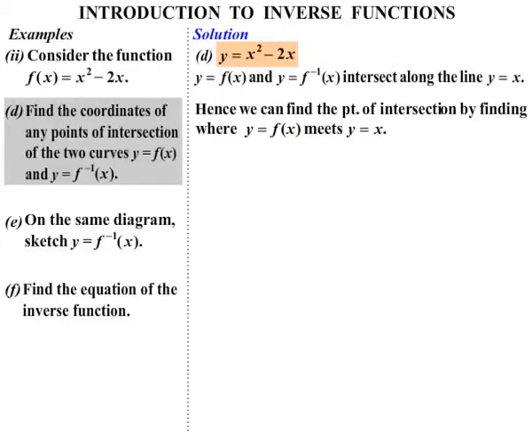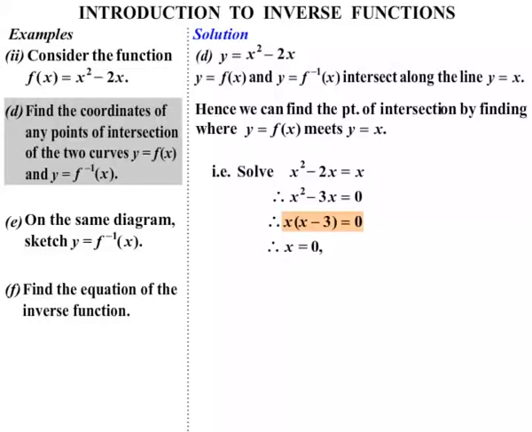So that's our original function. We're trying to see where it meets y equals x. So i.e. we're going to solve x squared minus 2x equals x. So solving that quadratic, let's take the x over, subtract it. x squared minus 3x equals 0. We need to factorize that. Then solving that, we get that x equals 0 and x equals 3.